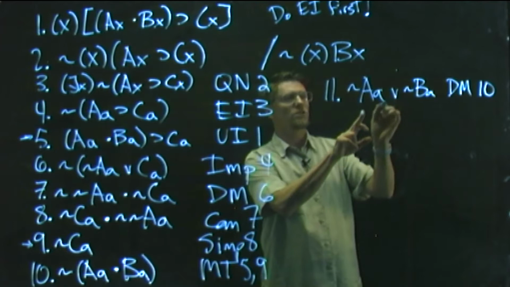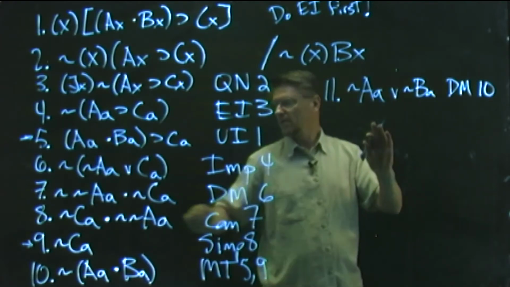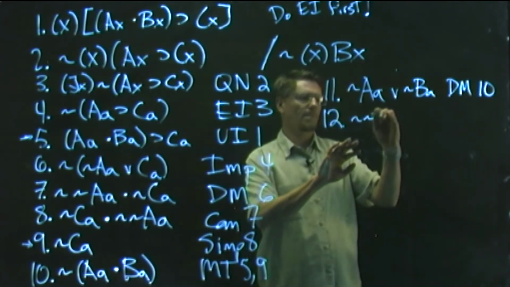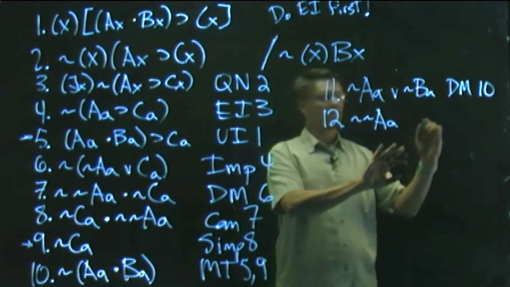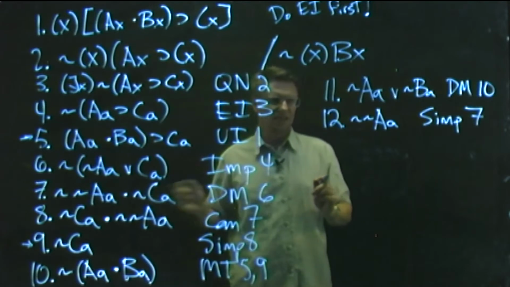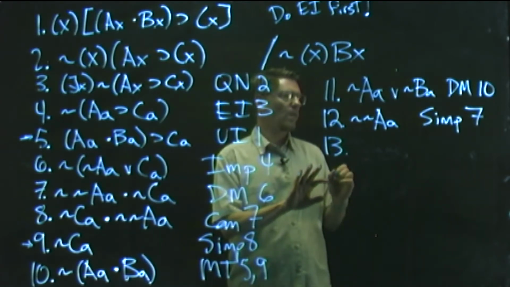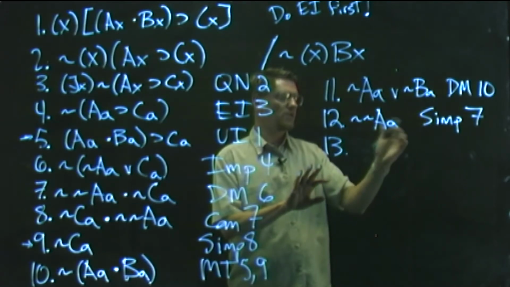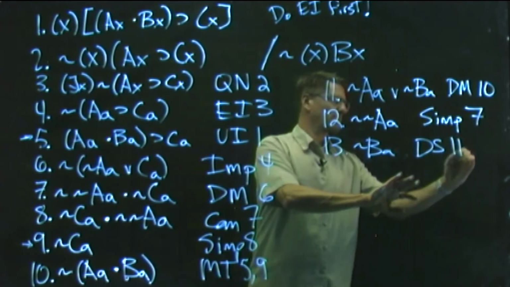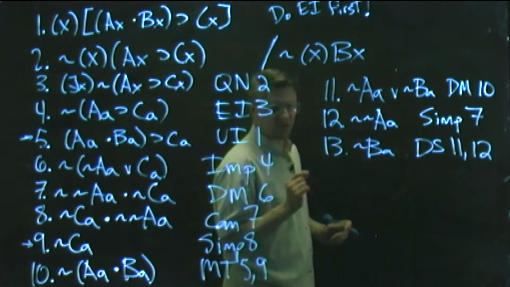And so to do this, we just need to get the negation of the left-hand side. In other words, double tilde AA. There is double tilde AA right there on line 7. So let's simp line 7 to get that. And now comparing lines 11 and 12, that's P wedge Q and tilde P. We can get tilde BA by disjunctive syllogism 11 and 12.